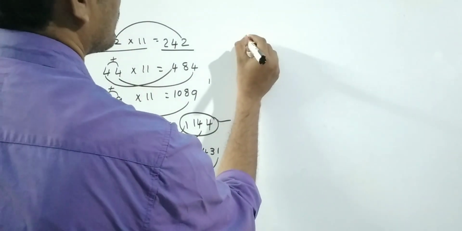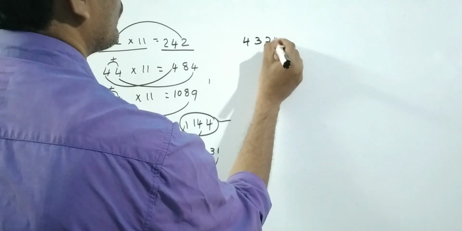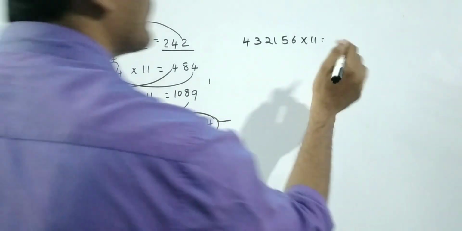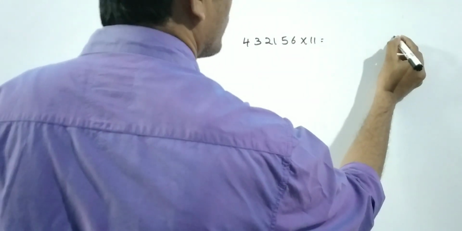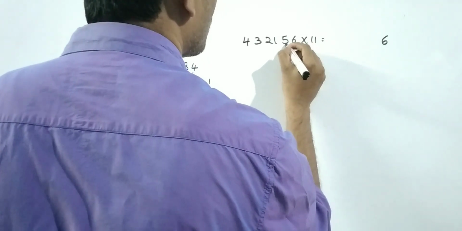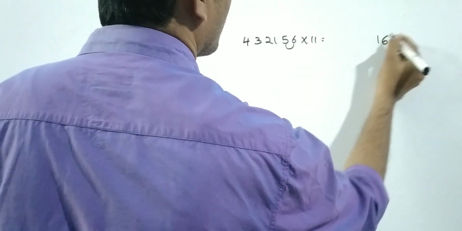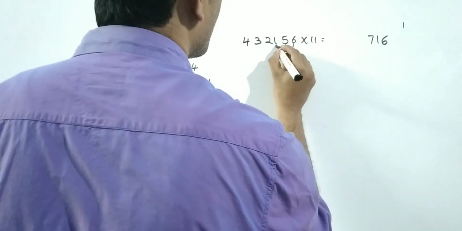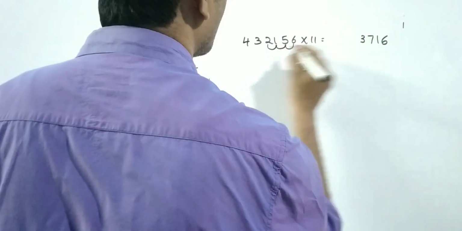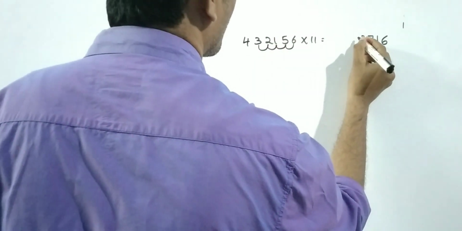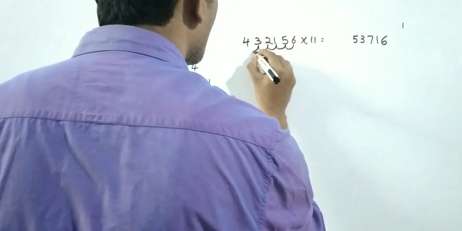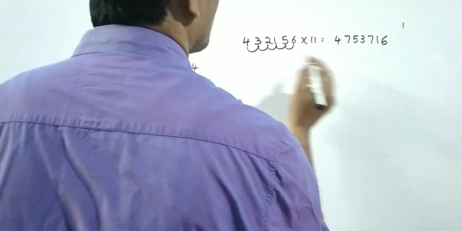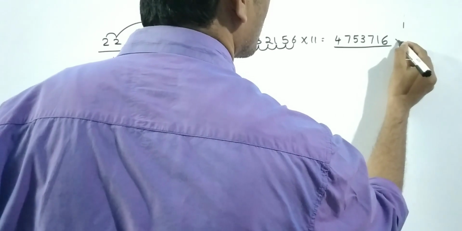If suppose he will give like this, 4 3 2 1 5 6 into 11. See friends, if he will give like this, 6 as it is we will write 6. Then go for addition of these two digits. 6 plus 5, 11. Here 1. Then again 5 plus 1, 6. 6 plus 1, 7. Again these two digits, 2 plus 1, 3. These two digits, 3 plus 2, 5. Again these two digits, 4 plus 3, 7. As it is you write the last digit. So 4 7 5 3 7 1 6. This is the answer.